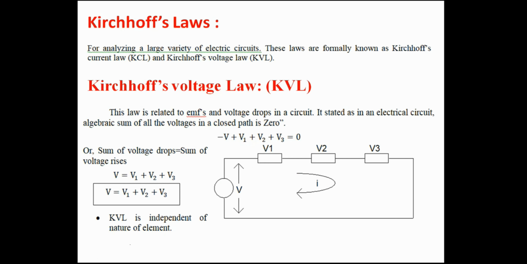Then we have Kirchhoff's laws. Kirchhoff stated two laws: one is Kirchhoff's current law, another is Kirchhoff's voltage law. Generally we call them KCL and KVL. Let us first discuss KVL, Kirchhoff's voltage law. This law is related to EMFs and voltage drops in the circuit. It states that the algebraic sum of all the voltages in a closed path is zero. So you take any closed path in the circuit, and the algebraic sum of the voltages in that closed path is equal to zero.